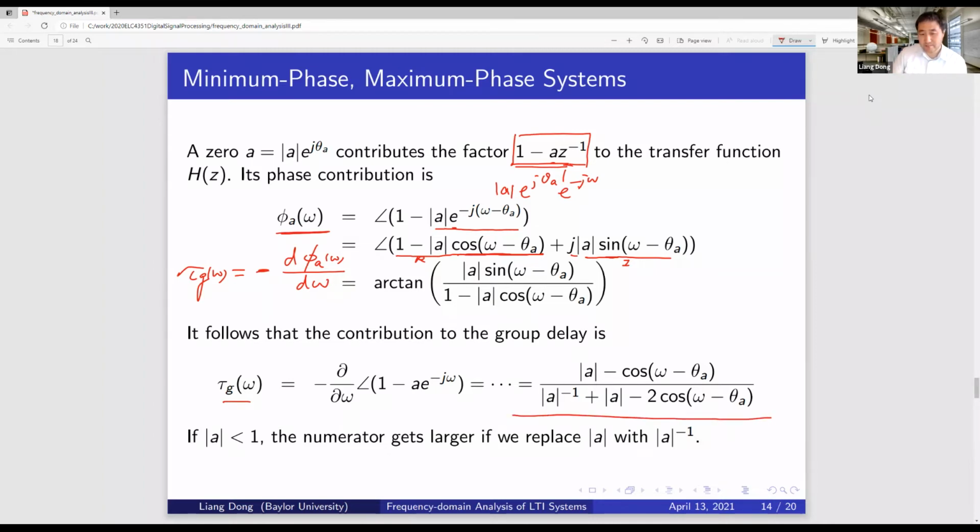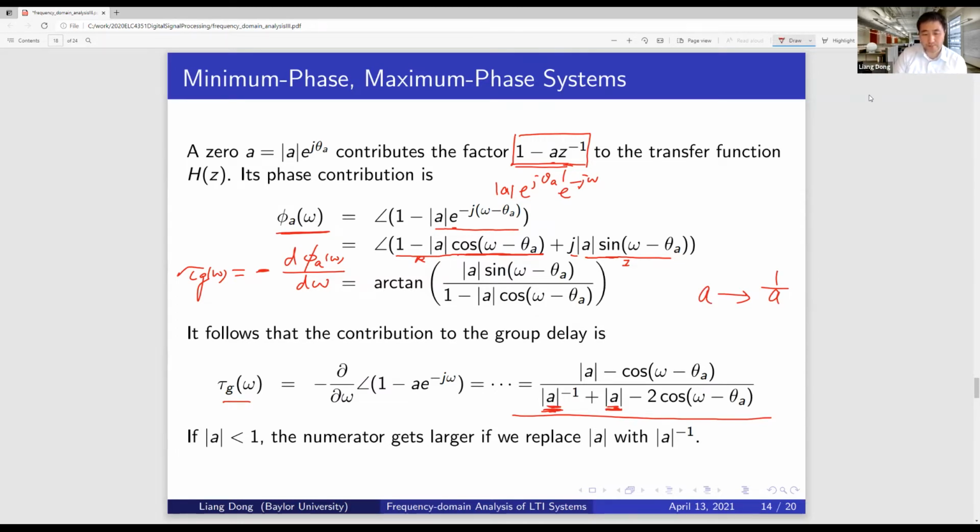So if we examine this expression on the denominator, we have a very interesting thing here. This is the absolute value of A to the power -1. This is the absolute value of A. They are a reciprocal pair, which means if you change A to its reciprocal, you don't change anything on the denominator, right? That means that if I have a zero, I move it from within the unit circle to outside the unit circle, by doing the reciprocal, 1 over A. If you do that jump, it doesn't change this denominator because you have one of those two values.